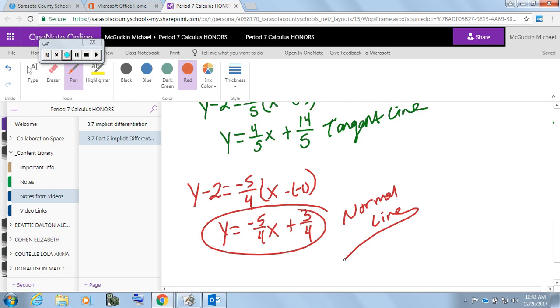We're going to wrap up with one final video talking about higher order derivatives using implicit differentiation. And as we wrap things up here for today, I have a couple examples I want you guys to give a shot on your own.